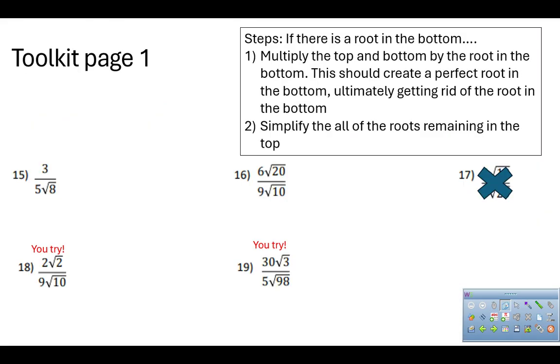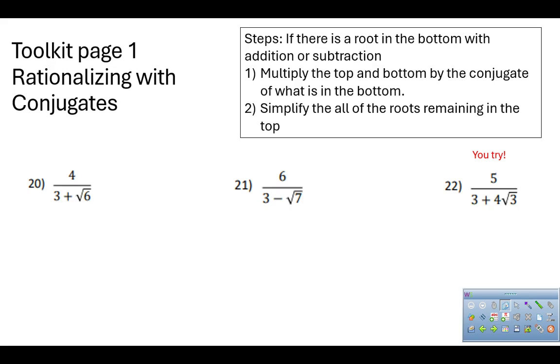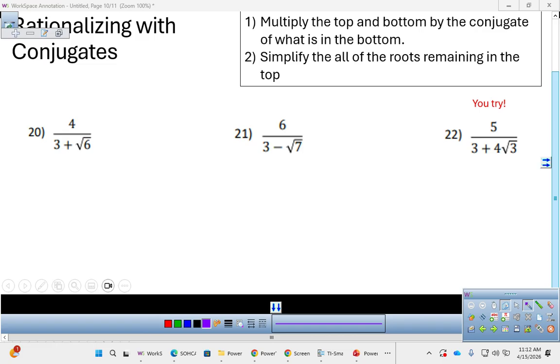Alright, so the last part is we're rationalizing with conjugates. It's not going to be enough now to just multiply by root 6, because if I multiply the bottom by root 6, sure, it's going to create a perfect square here, but it's going to give me a 3 root 6 right there, and it's not going to get rid of the root, right? I'm going to have 3 root 6 plus 6, and there's still going to be a root there. So the only way to get rid of the root in the bottom for something that has a plus or a minus in the middle of it is to multiply by its conjugate.